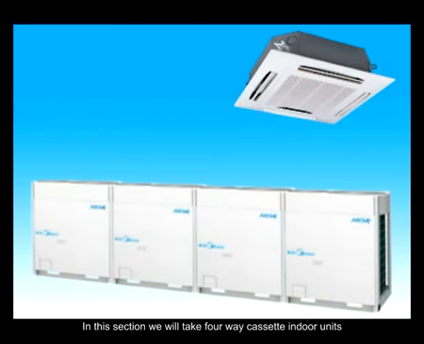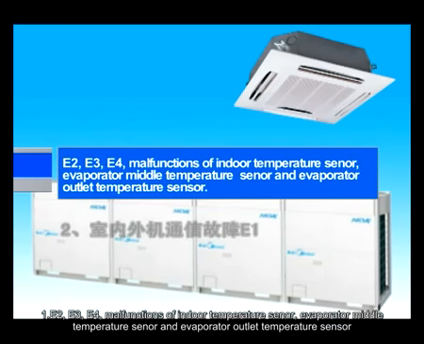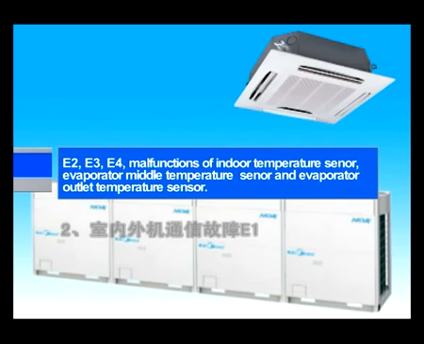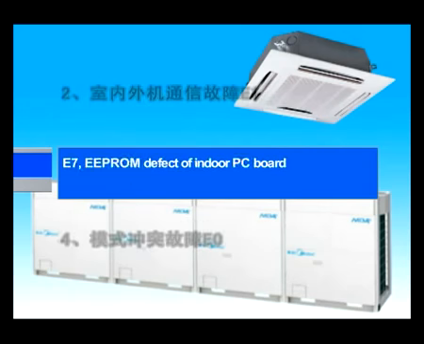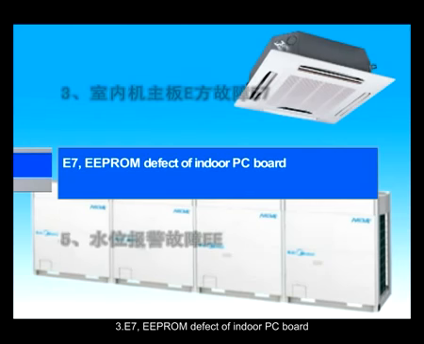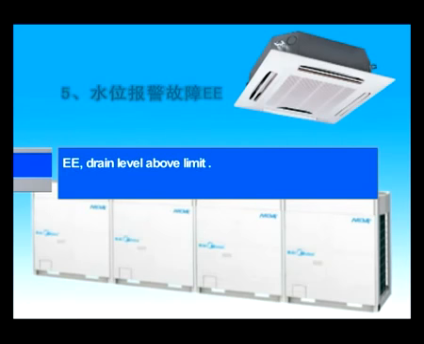In this section, we will take 4-way cassette indoor units as an example and show you how to repair by 6 parts. 1. E2, E3, E4, malfunctions of indoor temperature sensor, evaporator middle temperature sensor, and evaporator outlet temperature sensor. 2. E1, malfunction of transmission between indoor units and outdoor units. 3. E7, EEPROM, defect of indoor PC board. 4. E0, malfunction of mode conflict. 5. EE, drain level above limit. 6. ED, outdoor unit fault.